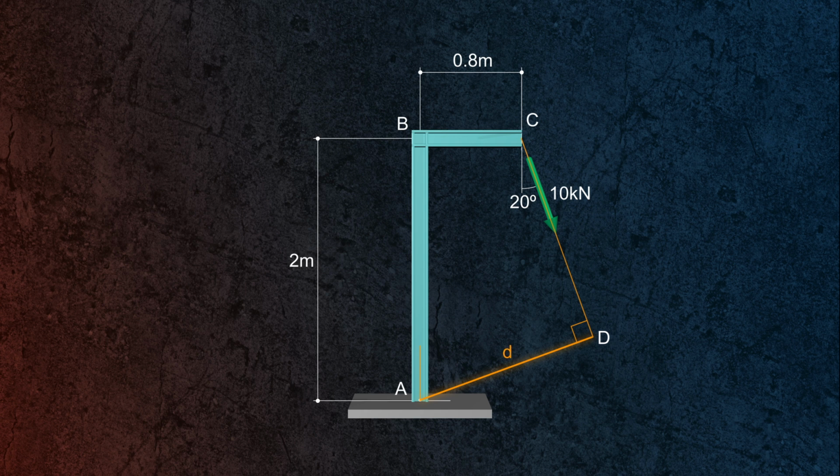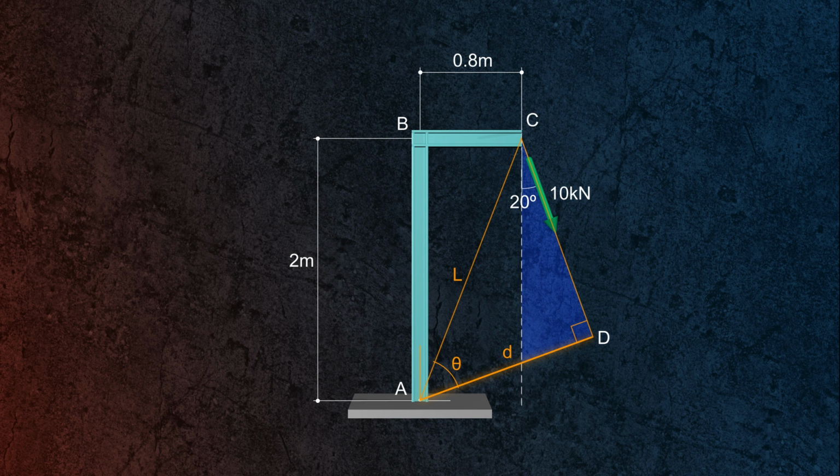Let's call it D. Then, I will draw a line here to complete a right triangle ACD. We will use this right triangle to calculate for the moment arm D. Let's call this line L and this angle theta. If we can solve for L and theta, we can use the cosine function to solve for the moment arm D. I will draw a vertical line from the point of application of the force to form this right triangle.